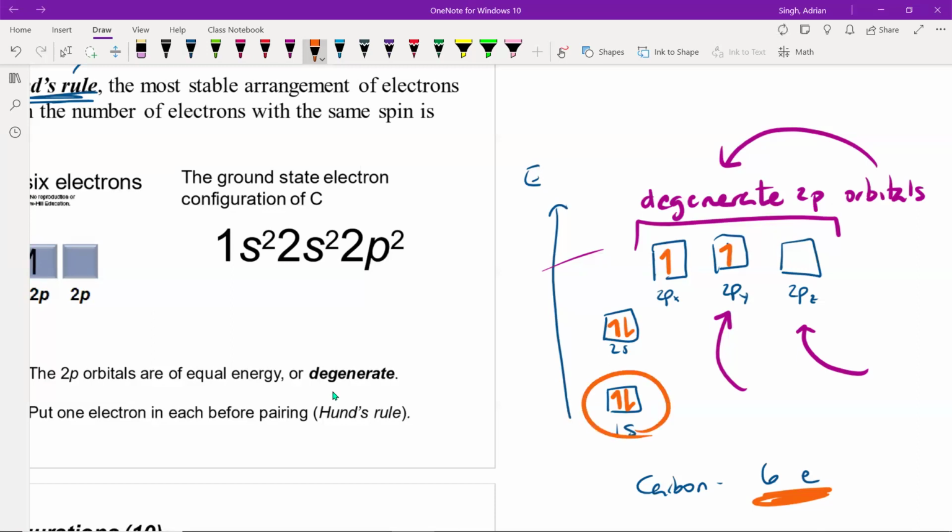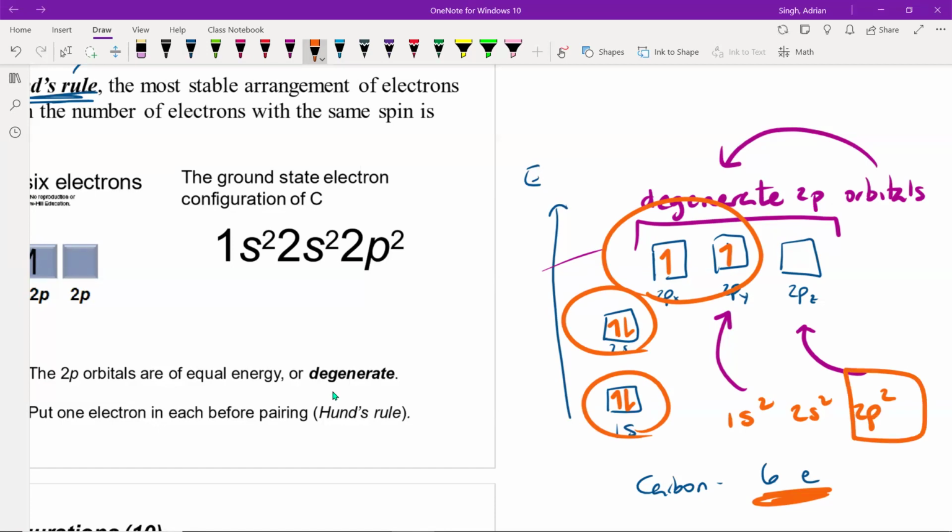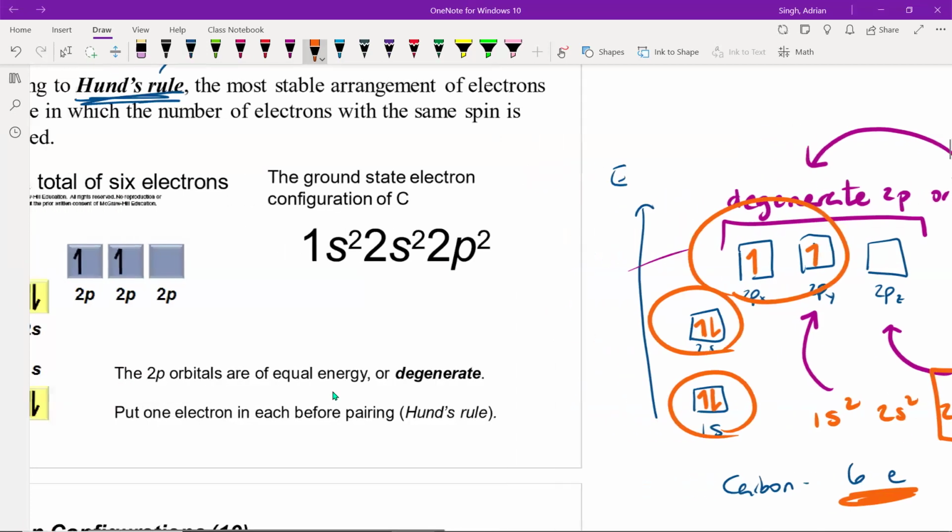So we end up with 1s2, 2s2, and then 2p2. We don't differentiate between the px, py, pz. We just list it as the subshell itself, just a 2p subshell. We have 2 electrons in there. And that's the electron configuration for carbon.